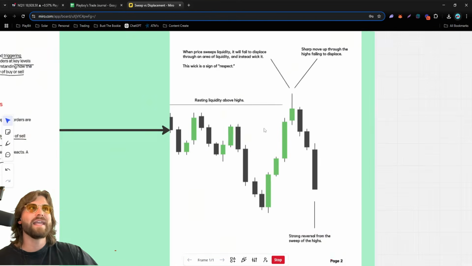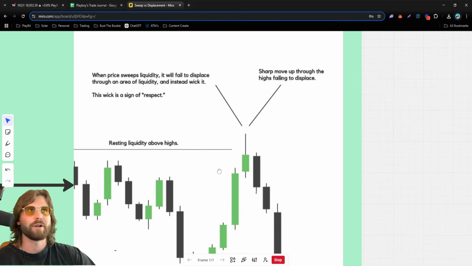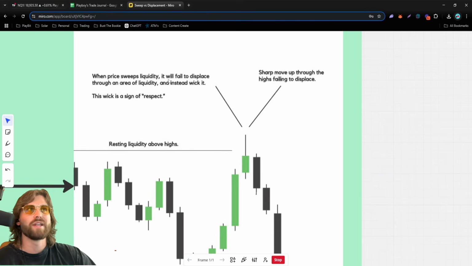Now, the main thing you must understand about a sweep, and we'll get into a little bit more of a finite example here, is that when price sweeps liquidity, it will fail to displace through an area of liquidity and instead wick. This is a sign of respect. Now, the respect is defined by this wick.